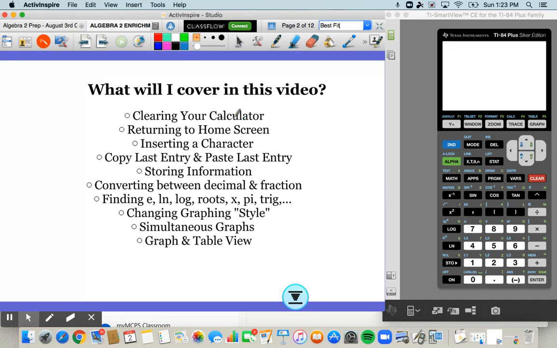The list: clearing your graphing calculator, returning to the home screen, inserting a character, copying and pasting your last entry, copying and pasting entries, storing information, converting between decimals and fractions, just finding some items in the calculator that we often use. And then these are not as critical. They come up as you go farther into math, but they're nice for me to share with you. But knowing these first ones up here is going to help you a lot throughout this year.